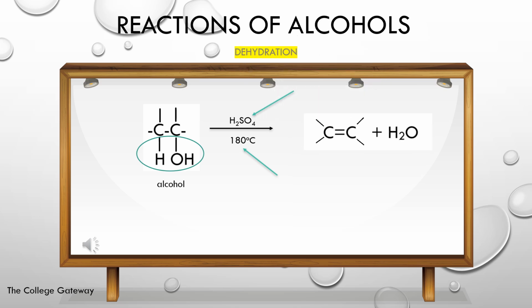And this is because for carbon, the magic number is 4 bonds. And so if we remove these two groups, the only way carbon can achieve the 4 bonds is if that double bond forms, and water is the other product. An alcohol, in words, is converted to an alkene.